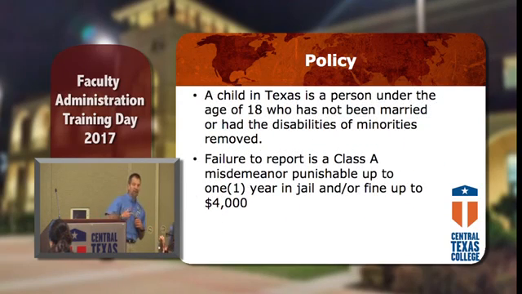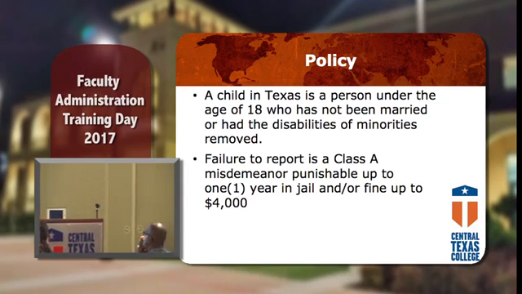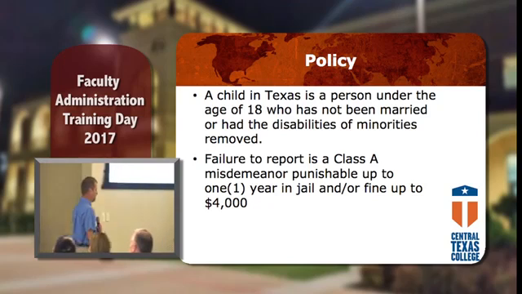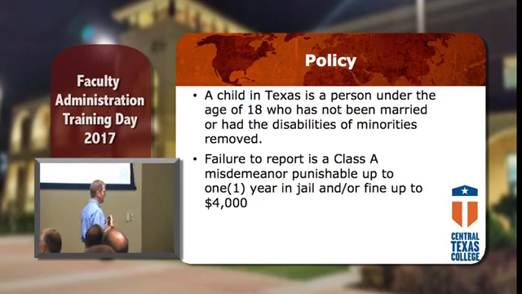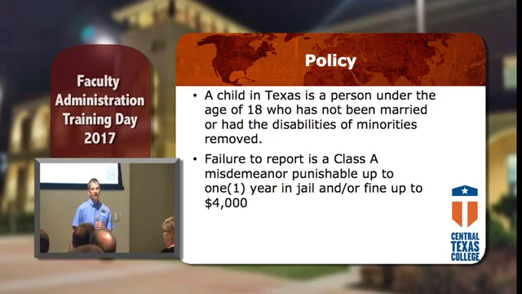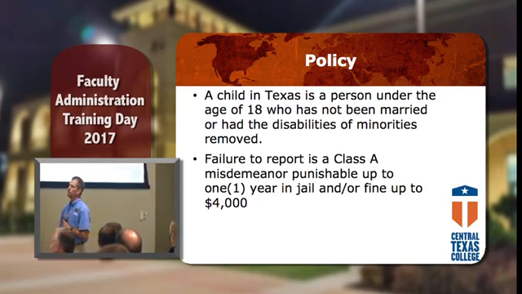Just for definition purposes, a child in Texas is a person under the age of 18 who has not been married or had the disabilities of minority removed. That's one of them legal terms that I don't even like to try and explain, but there are certain conditions that can be met, certain things that can happen that will remove them from the classification of being a minor before they reach the age of 18.